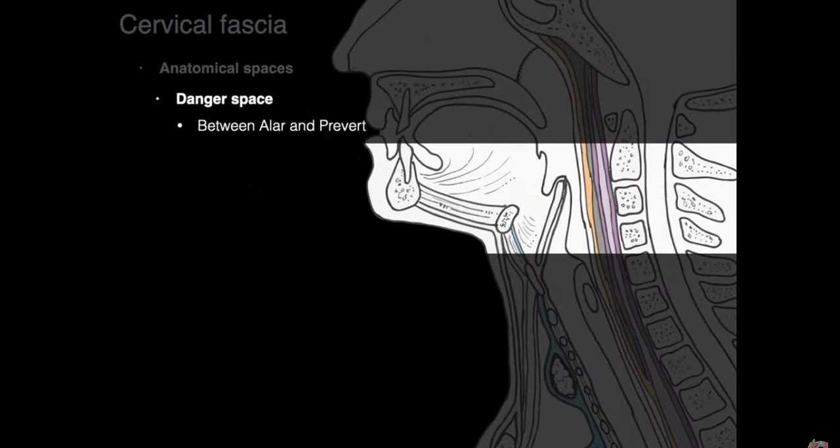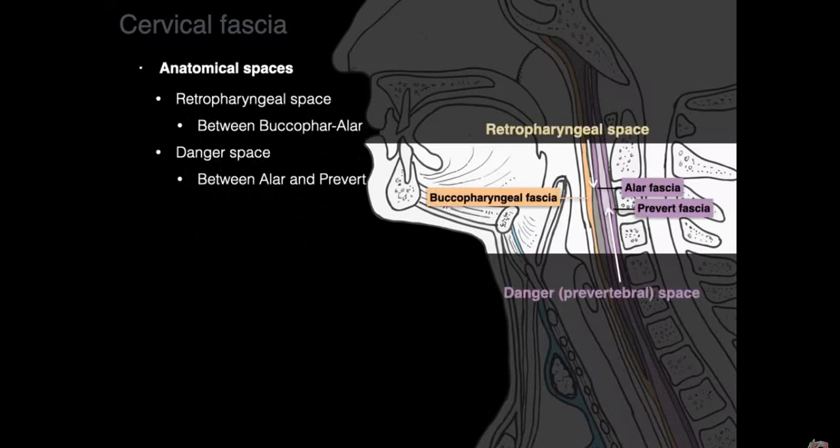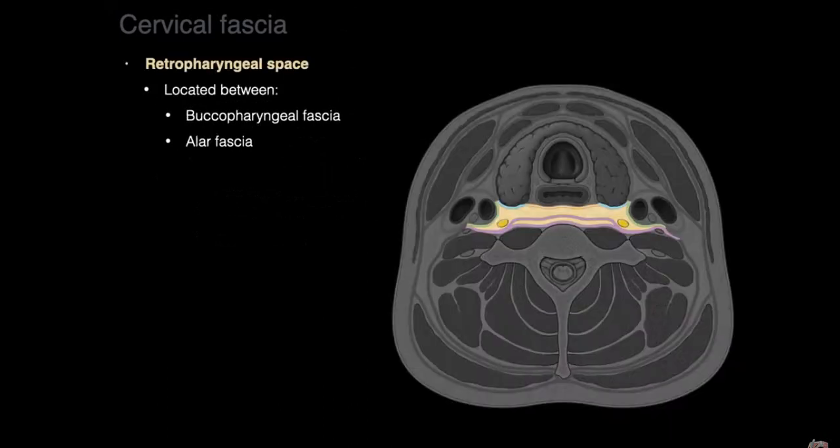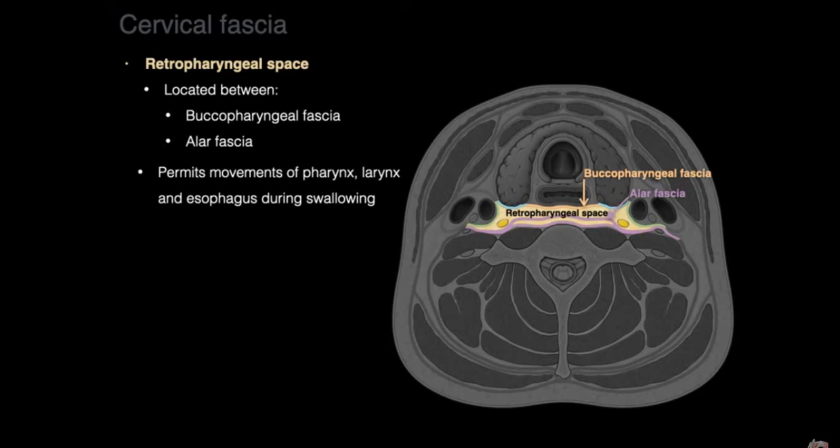Next is the danger space, which is between the alar fascia and the prevertebral fascia right there. So there are two different potential spaces. That was fun. Let's do it again. The retropharyngeal space in this cross section is between the buccal pharyngeal fascia and the alar fascia right there. And this is what permits movements of the pharynx, larynx, and esophagus during swallowing.